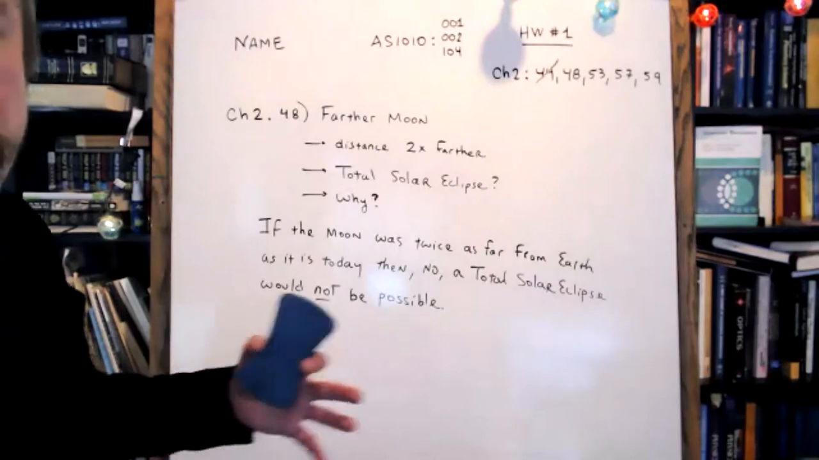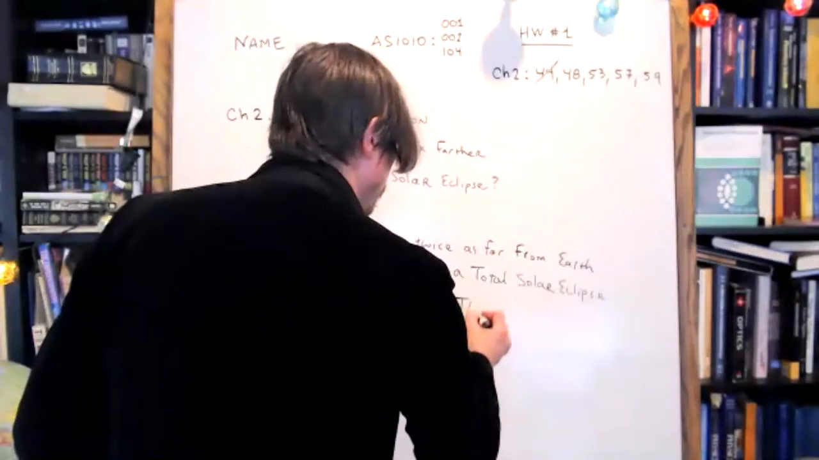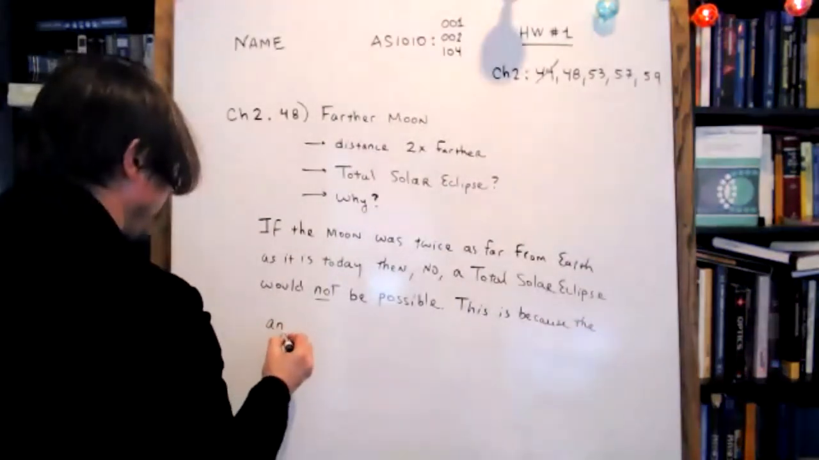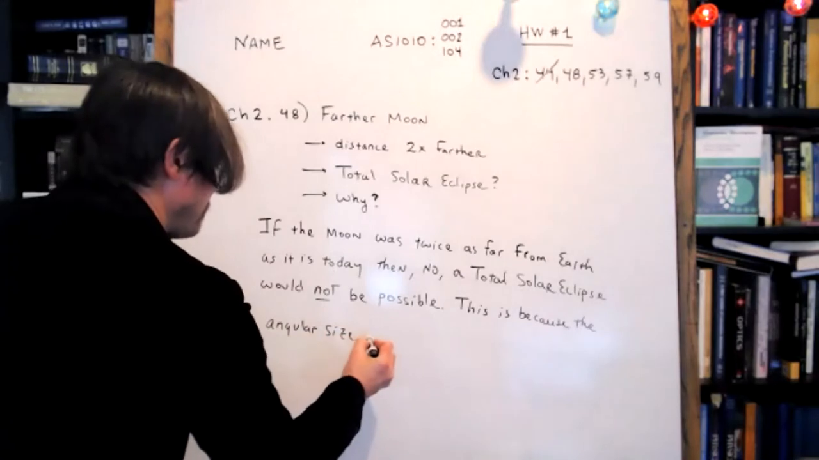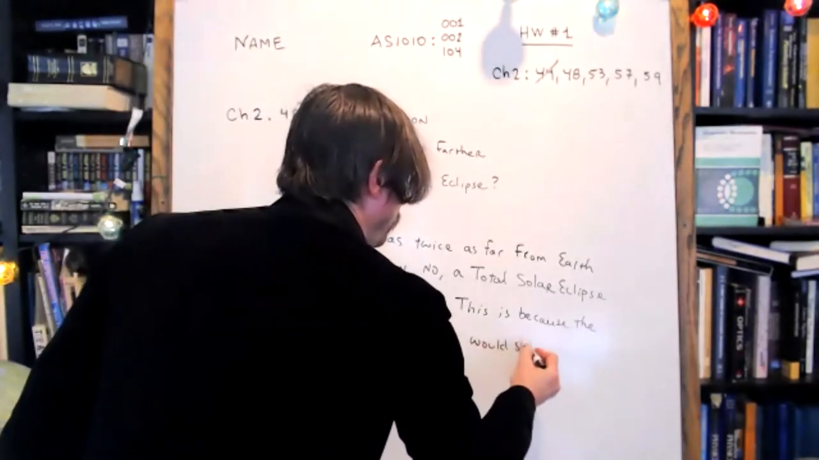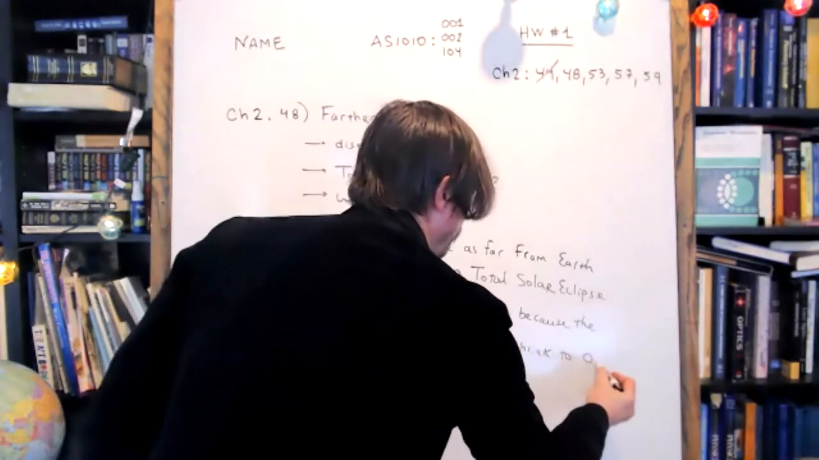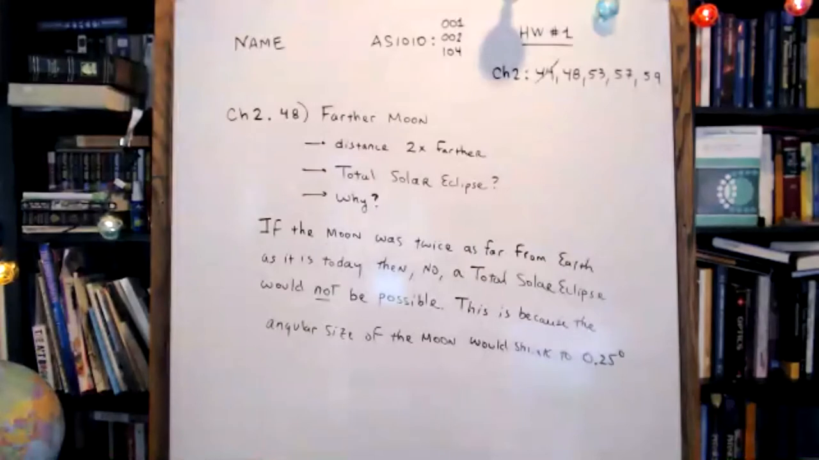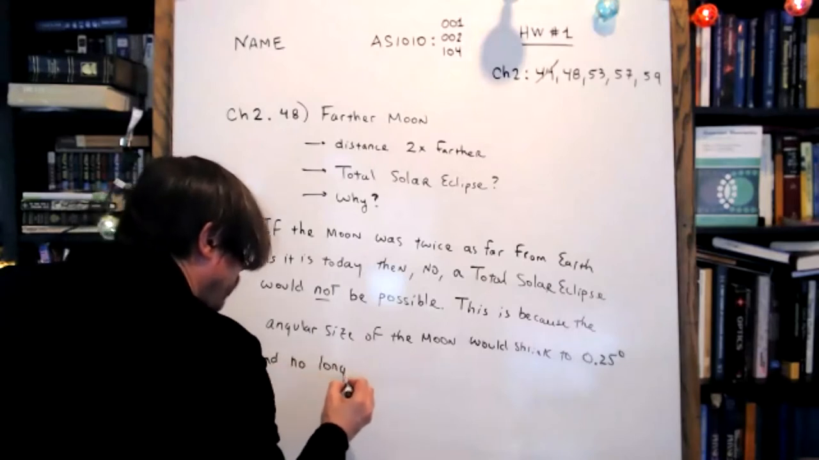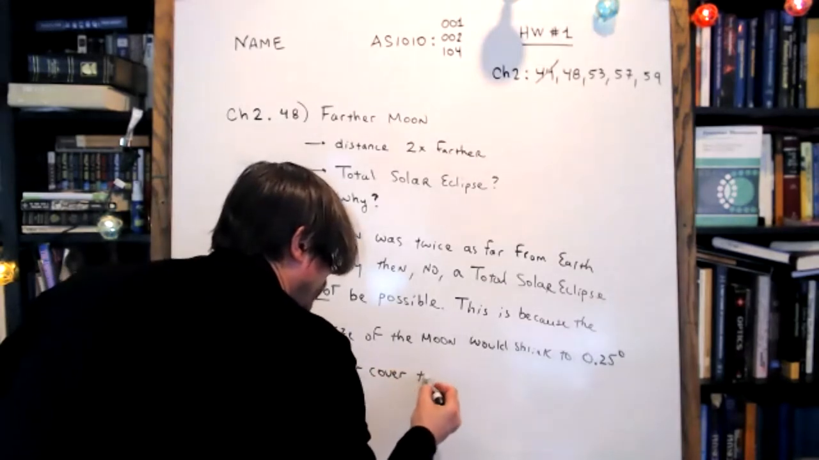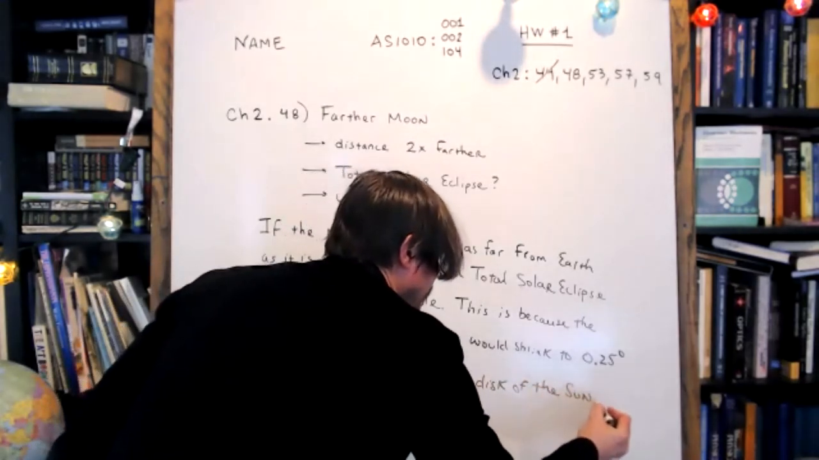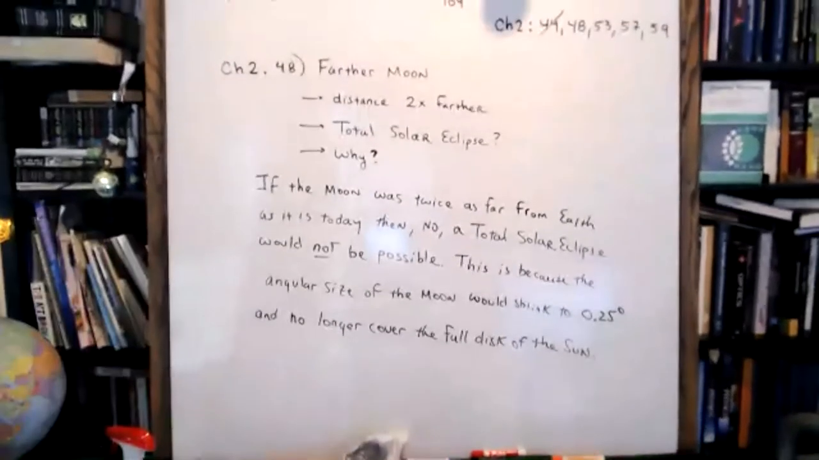Now we'll explain why using your term, angular size. This is because the angular size of the moon would shrink to 0.25 degrees. You yourself deduced that, Ian. And it would no longer cover what I would call the full disk of the sun. That's how we use our words right there.